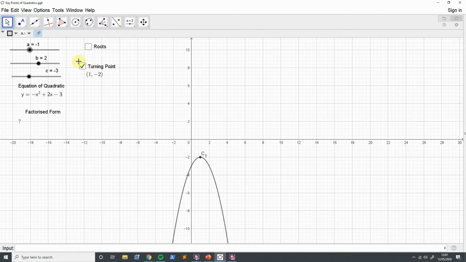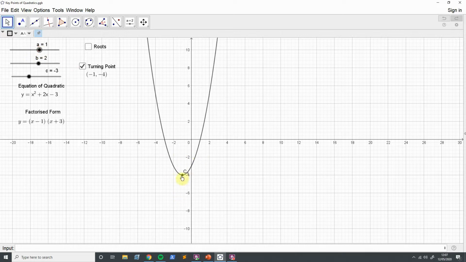Sometimes you might hear it as minimum and maximum point. The maximum point would be on a negative graph because it's the highest point, and the minimum point would be the lowest point. So turning point, minimum point, maximum point, they're all the same thing.